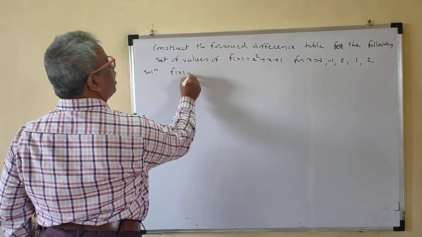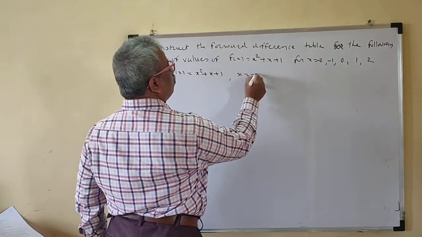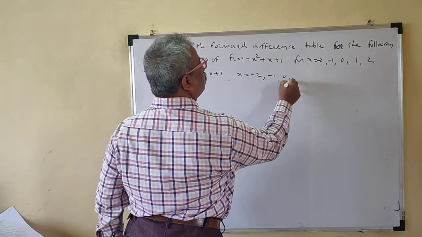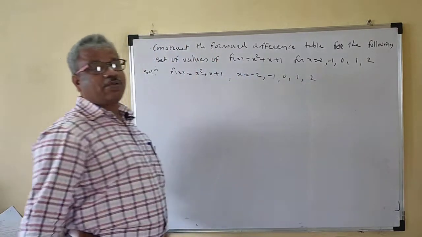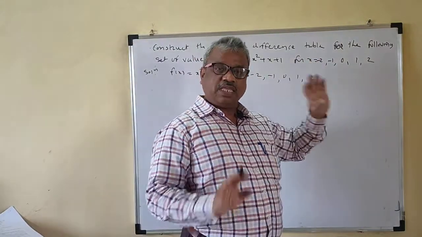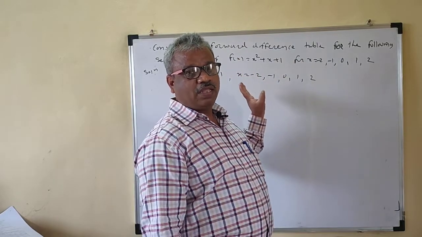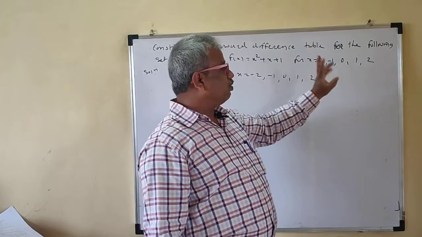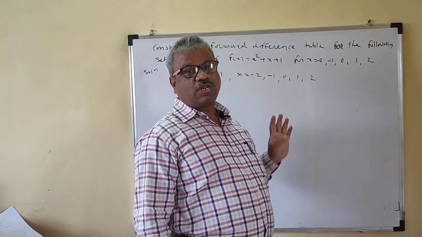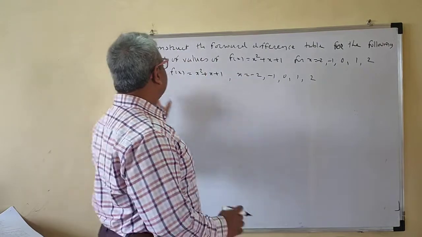Given that f of x is equal to x square plus x plus 1, x is equal to -2, -1, 0, 1, 2. See the interval difference. Interval difference is 1 now. So if x are equally spaced, then you can operate the forward difference operator. Otherwise you cannot apply the forward difference. You cannot find forward differences if x is not equally spaced. Now see here, all your x's are equally spaced. So we write the table.